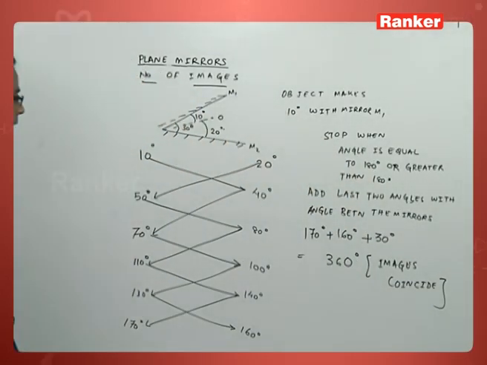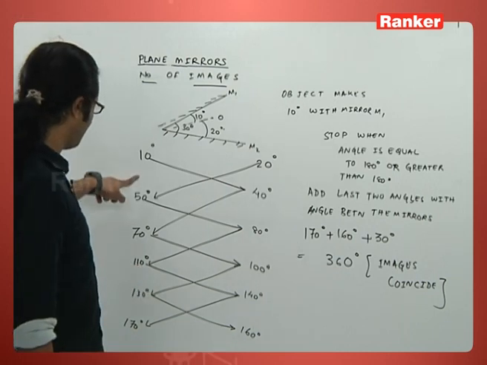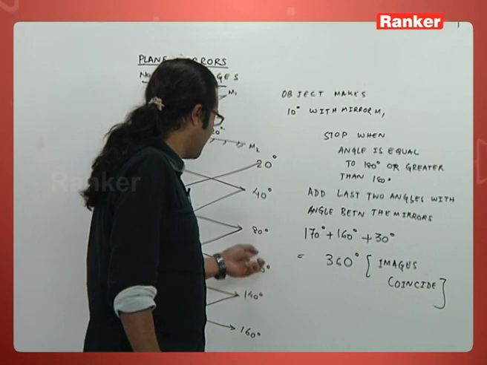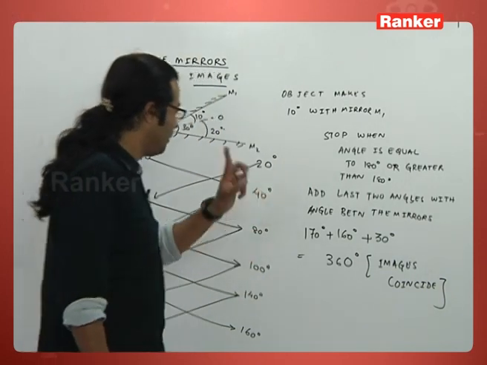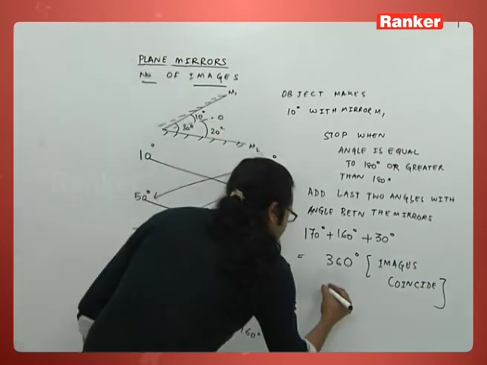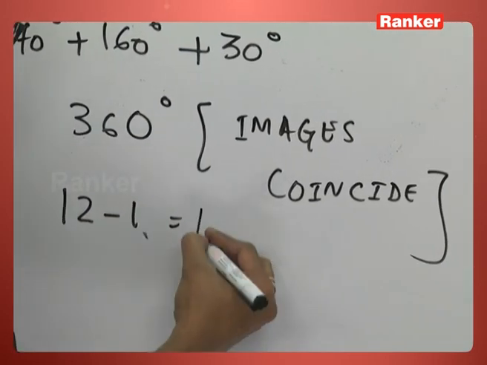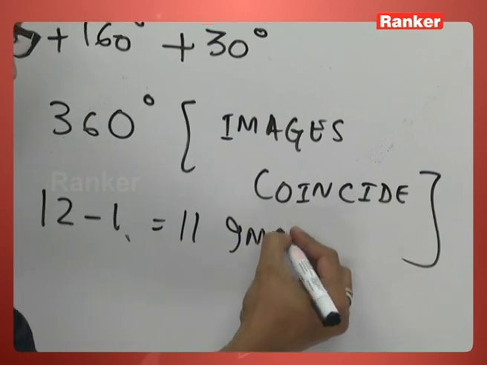Images coincide, then number of images will be 1, 2, 3, 4, 5, 6, 7, 8, 9, 10, 11, 12. 12 minus 1. So I will write the images will be 12 minus 1. It is nothing but equal to 11. So 11 images.